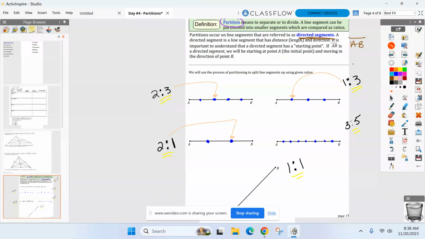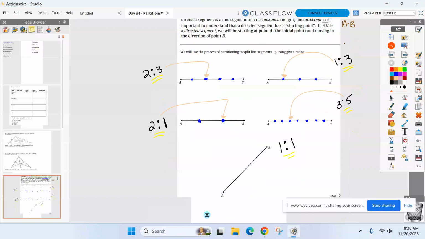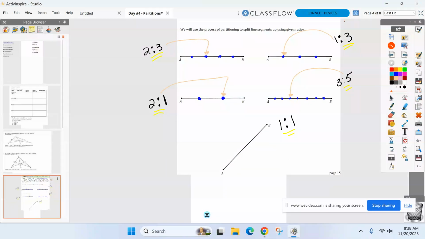And again, draw an arrow where you think breaks it up into 3 to 5. No issues so far? All right, and this last one here, I'll throw at you, see if anybody's on top of their game. 1 to 1. Break it up into a ratio of 1 to 1. So how many equal parts? 2, right?